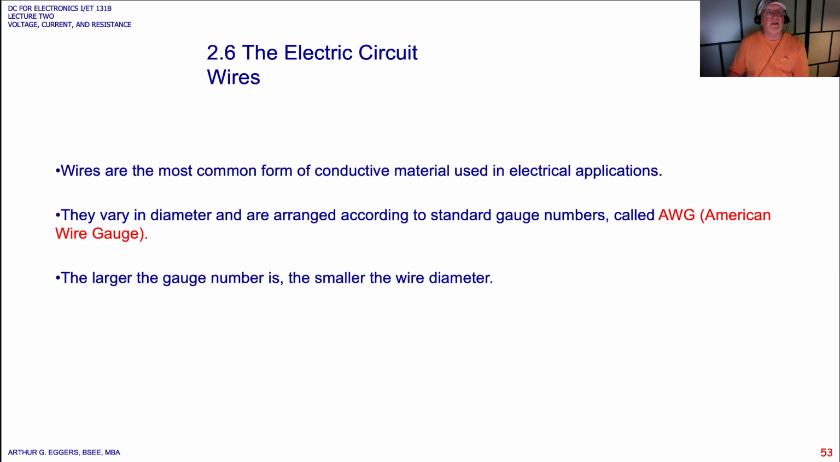All right, in the next section here, we're going to take a look at wires and wire gauges and see why there's a difference in the types of cable and wiring that you use in a given circuit depending upon the amount of current.